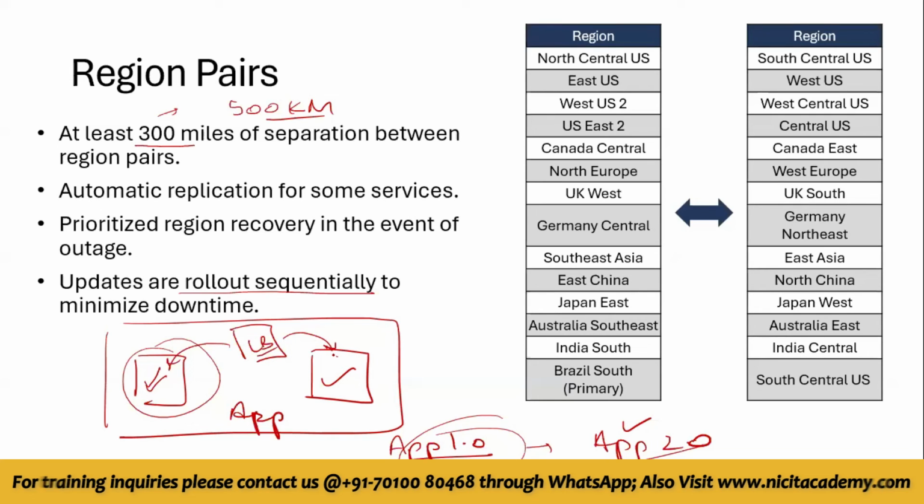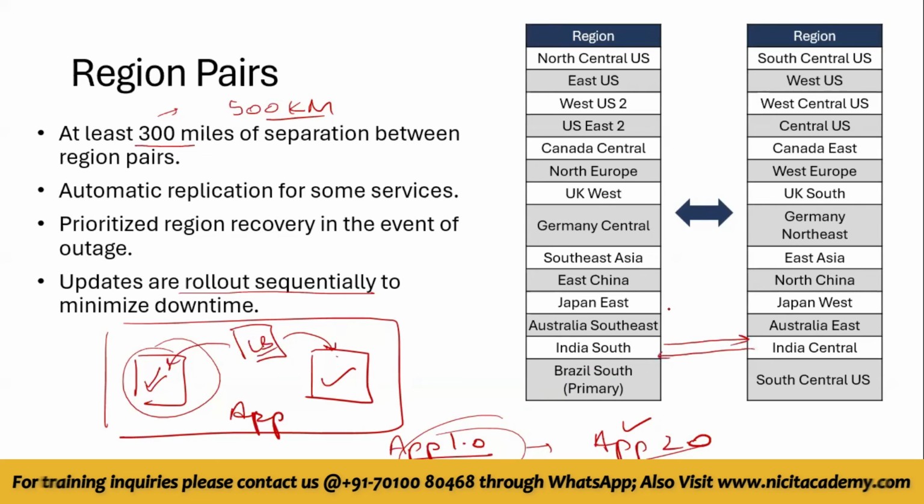All right. Now, these region pairs, as you said, are predefined. We already have a list that you can see on your screen. This is just an example. There is a list for all the regions in Azure, right? If India South goes down, I'm going to transfer it to India Central, that is Pune.